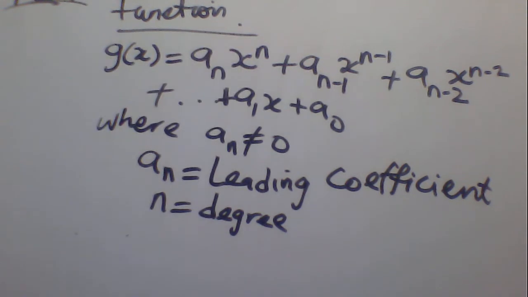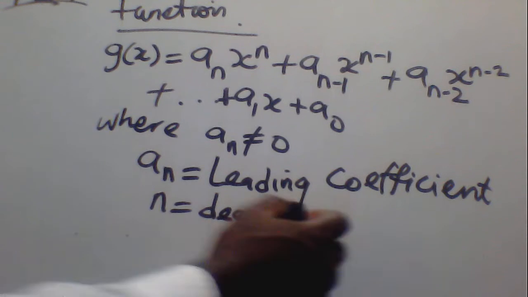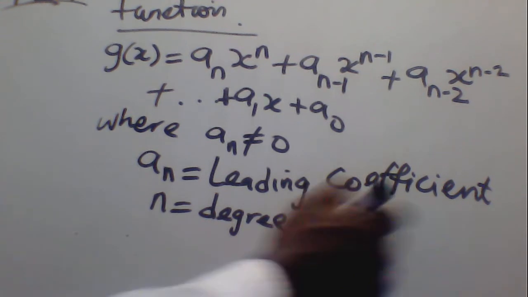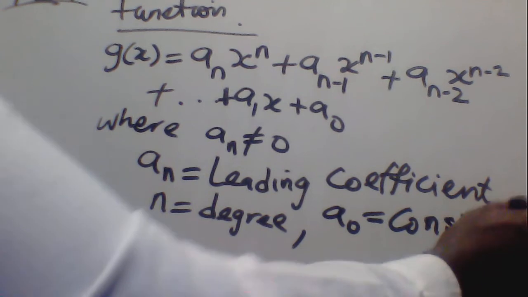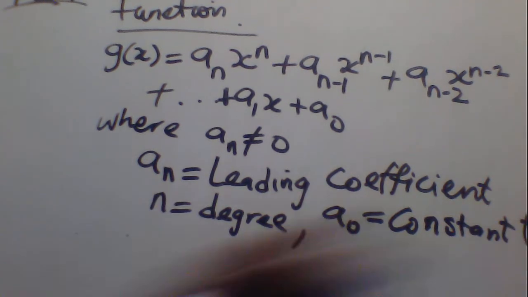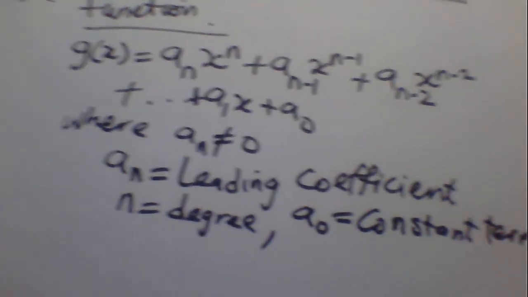If the term with the leading coefficient has the highest degree in the given polynomial. So a_0, this is the constant term, it's called the constant term.